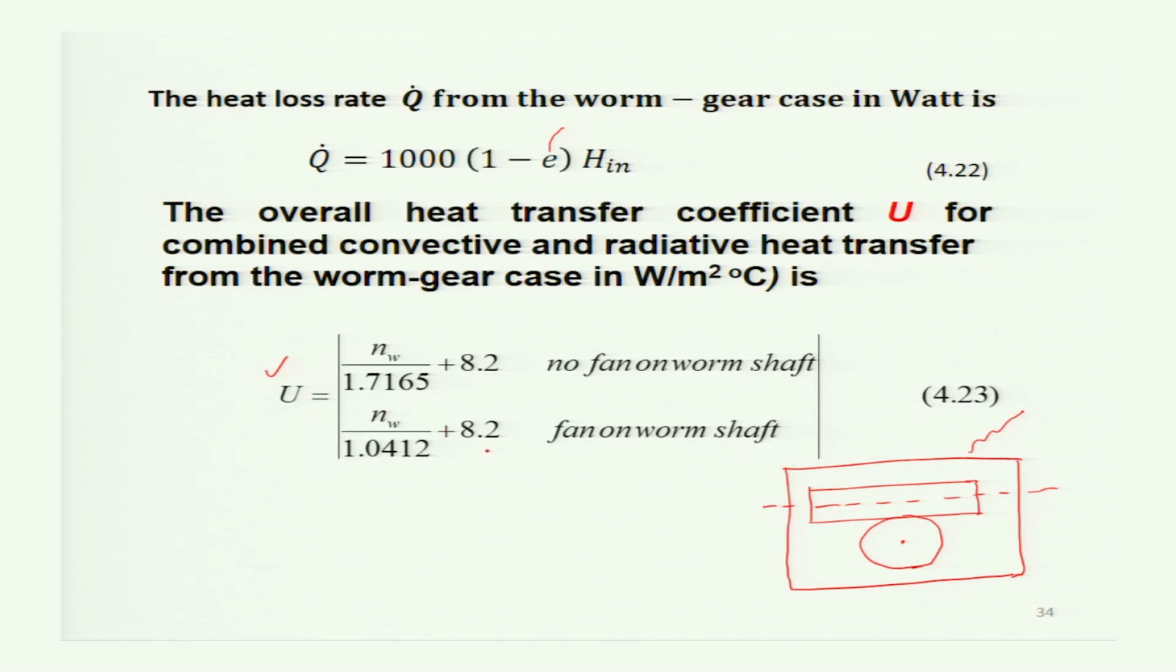Now for the convective heat transfer we must know what type of convection is there, either forced convection or natural convection. If along the shaft a fan is there and this fan is cooling, then there will be forced convection. So with a fan on the worm shaft, this formula will be used, and when there is no fan on the worm shaft, that means natural convection is there, then this formula. This one is for the forced convection.